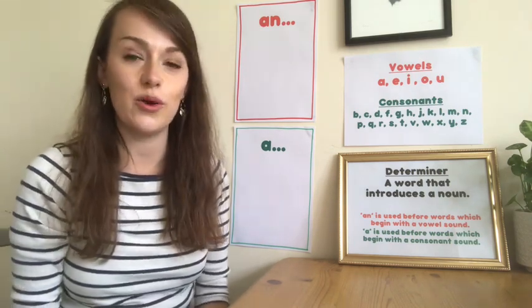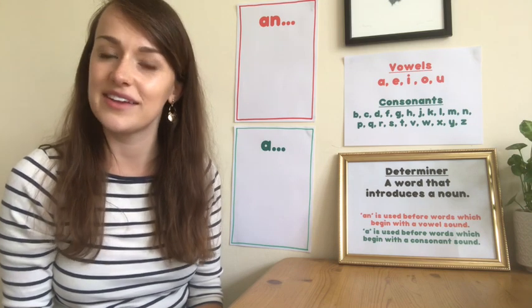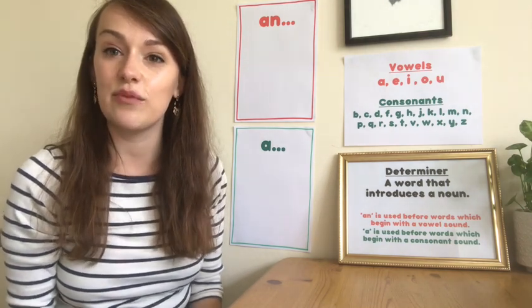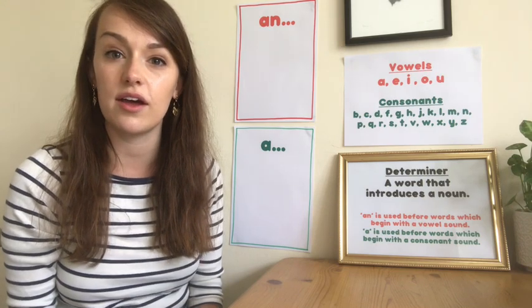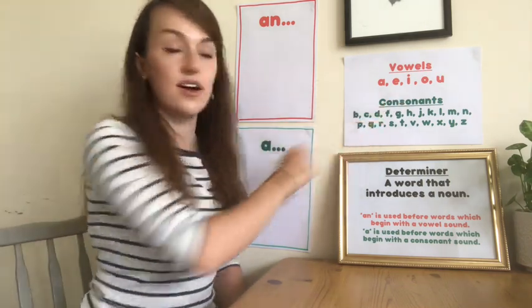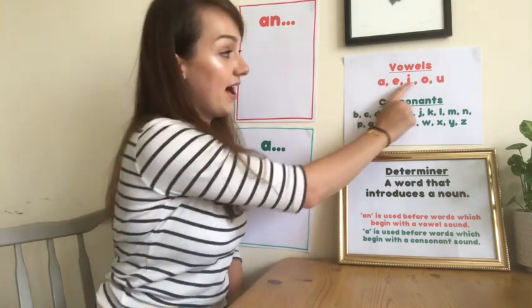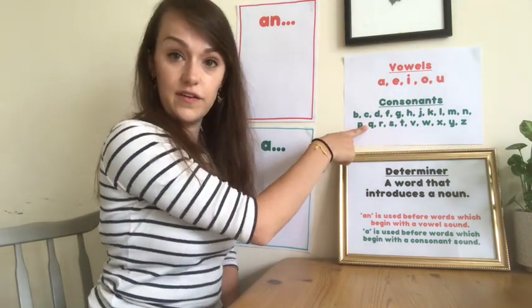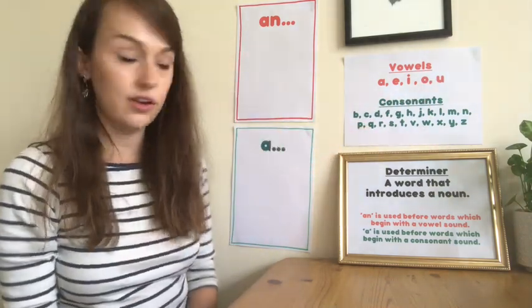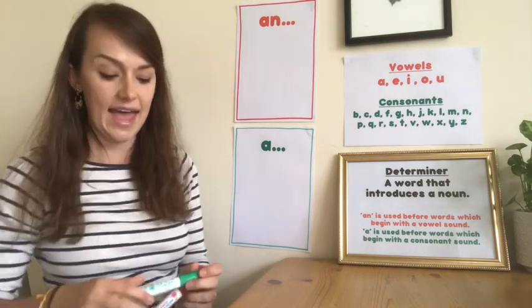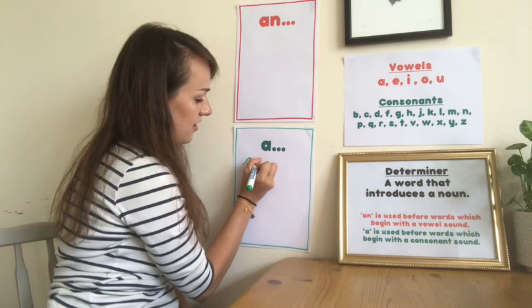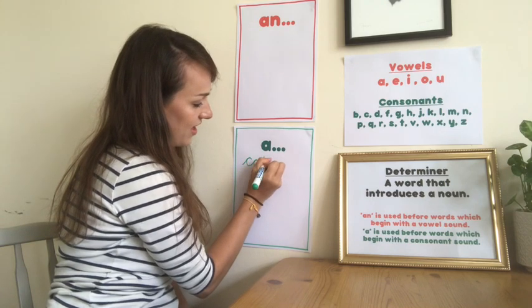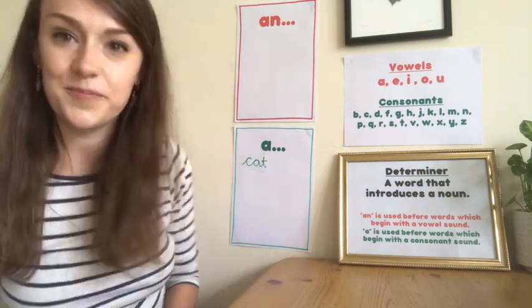So let's start with the noun. Let's start with a nice easy one, cat. So if you think about the word cat, it begins with the sound k, k, k, k. Okay, so we know that k is not a vowel, so it's a consonant. So if it starts with a consonant, we use the determiner a. Okay, so we would say, I have a cat.